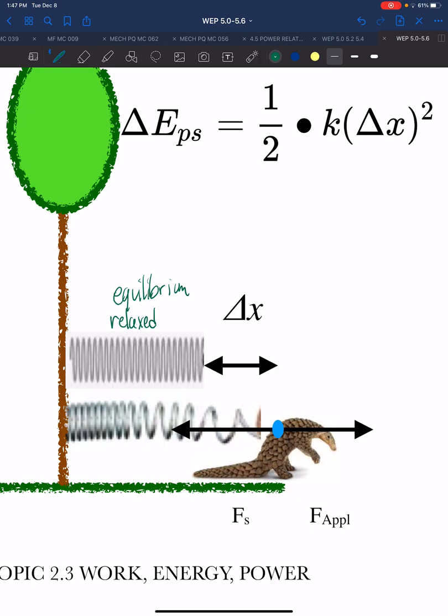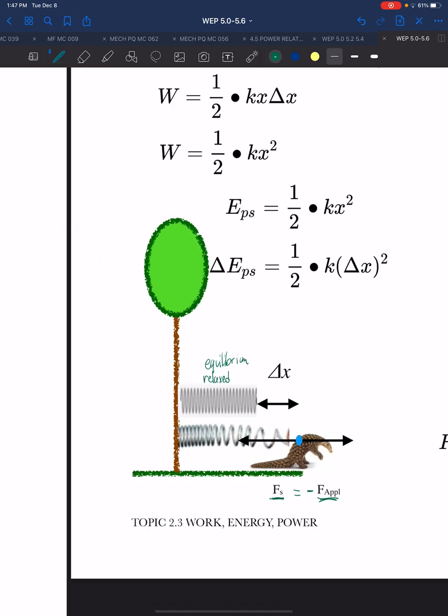Now, as this pangolin takes a step, he applies a force, and the spring applies a force backward. And then this pangolin takes another step. The pangolin has to exert a greater force than it did to take the first step. And now the spring exerts a greater force. So at every moment in time, we have the force of the spring pulling back being equal and opposite to the applied force.